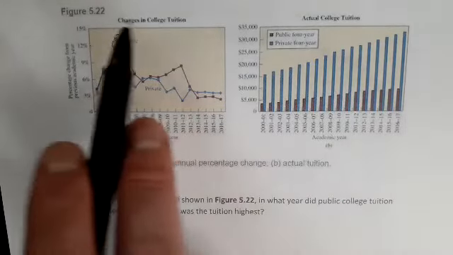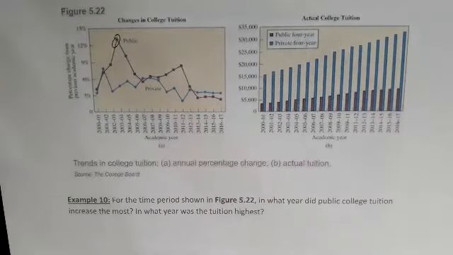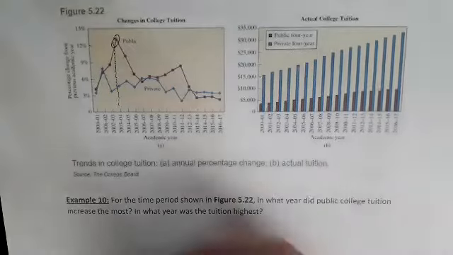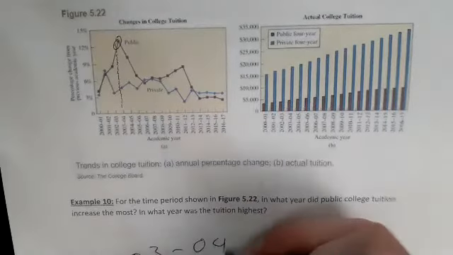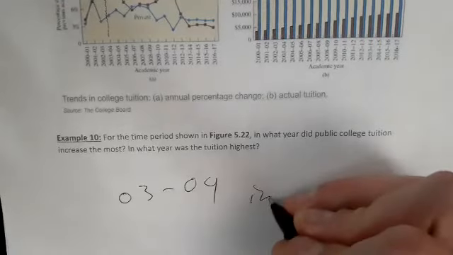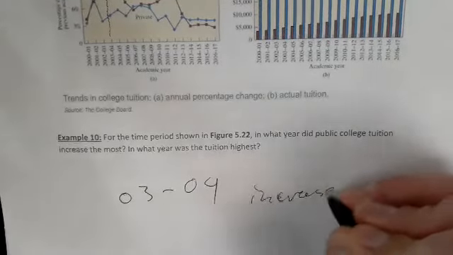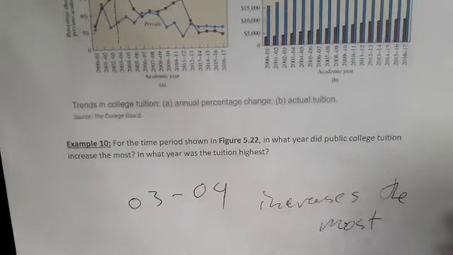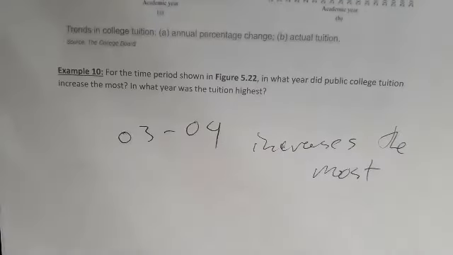I think it's easier to compare the changes that happened. So we compare the changes, we want the most change, which happened right here. It looks like 03 to 04. Okay, so in 03 to 04, it increases the most.